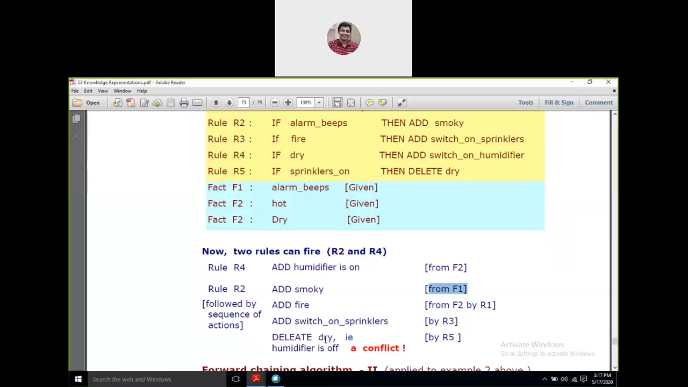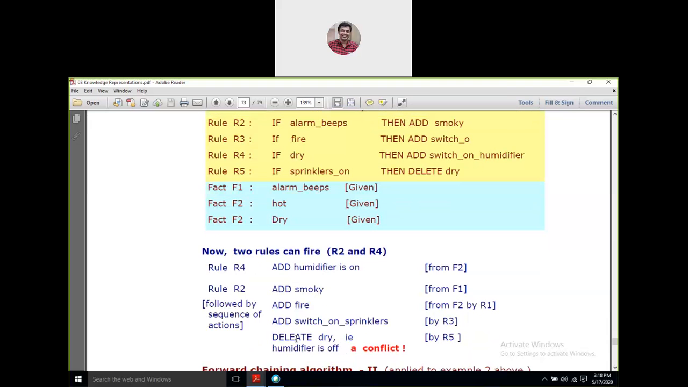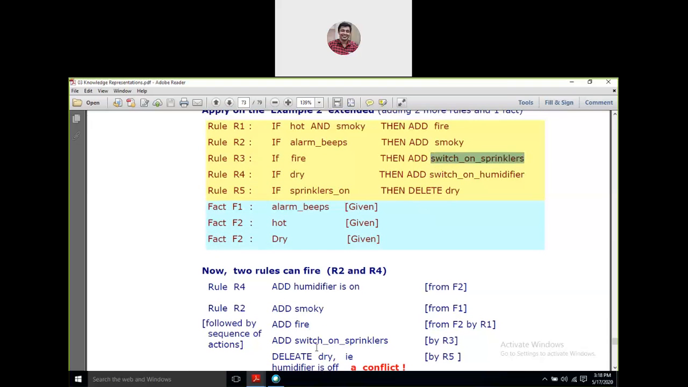Now, what you have to do next is, here you can add fire also from F2 and by application of rule 1, that is F2 and R1, that means hot and smoky. If I am adding hot and smoky, I will get this fire out here. Now, the moment there is fire, you can switch on the sprinklers, right?